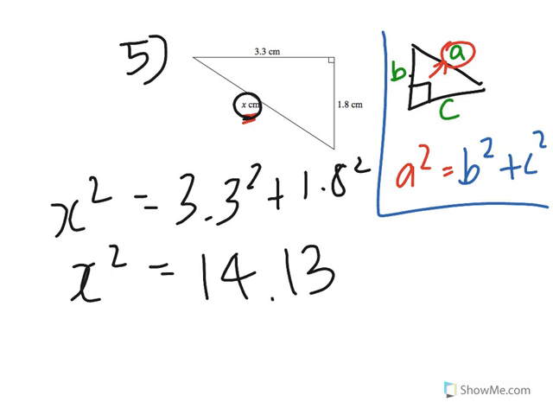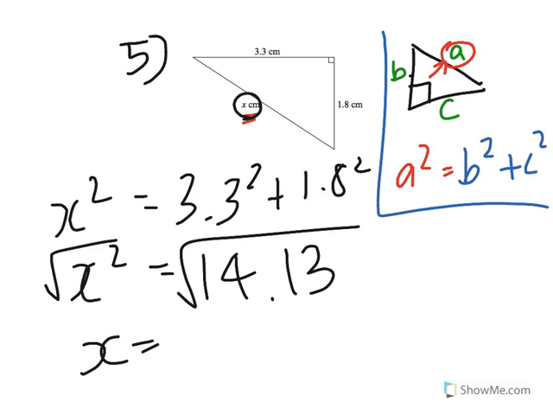Now to get x alone and to find what x is, we have to square root both sides. So we're going to get x is equal to the square root of 14.13, and the square root of 14.13 is equal to 3.7589, which in three significant figures is 3.76. So x is equal to 3.76.